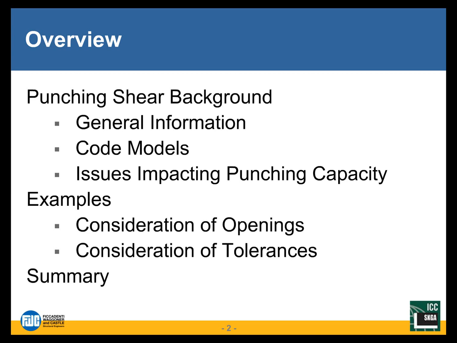So just a quick overview of what we're going to go through today in the presentation. First off, we're going to talk about some of the background information regarding punching shear itself, the general information on what punching shear failure is, how it develops. We're going to talk about some of the code models that are used specifically under ACI 318.14 for punching shear. These are different from code models used under other codes, so I'm going to be focusing today on 318.14. And then some of the issues that impact punching capacity. Then we'll go through some examples for consideration of openings and consideration of tolerances. And then moving forward, we have just a quick summary of what we've covered in the presentation.